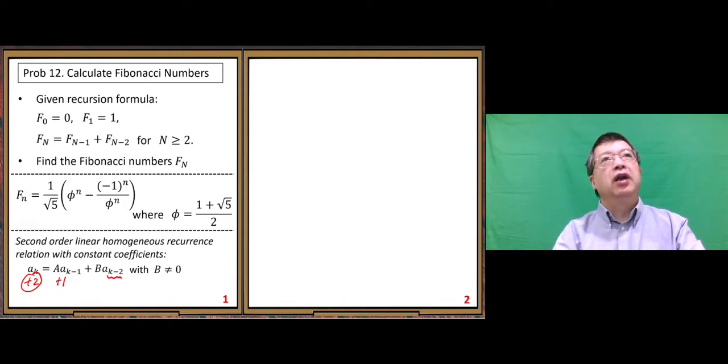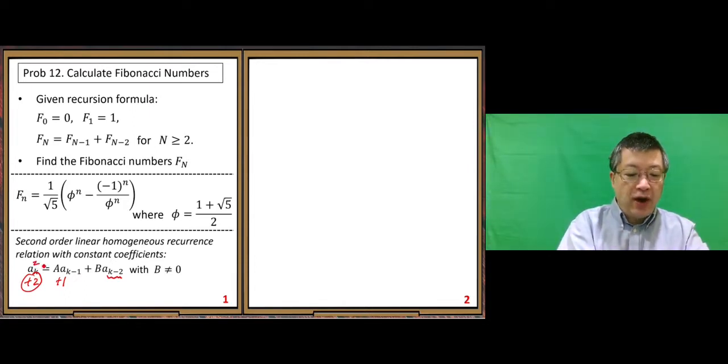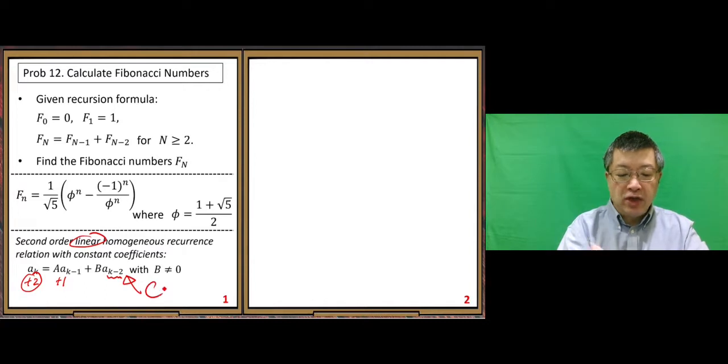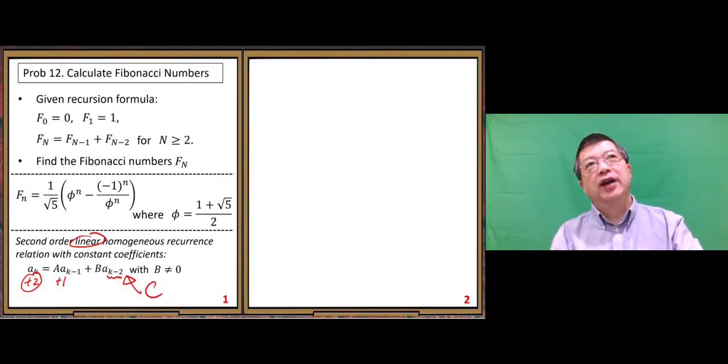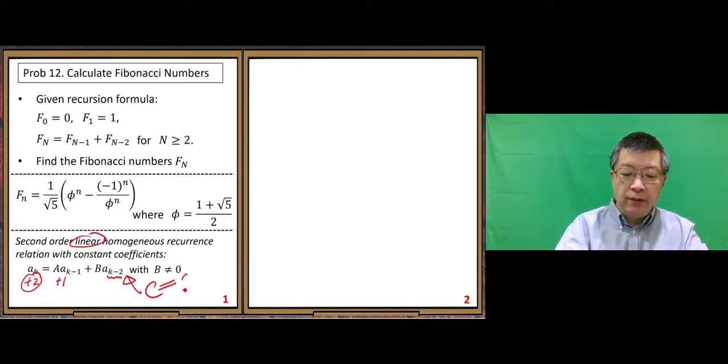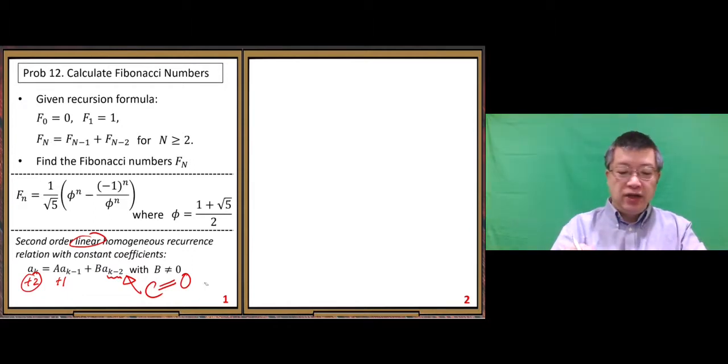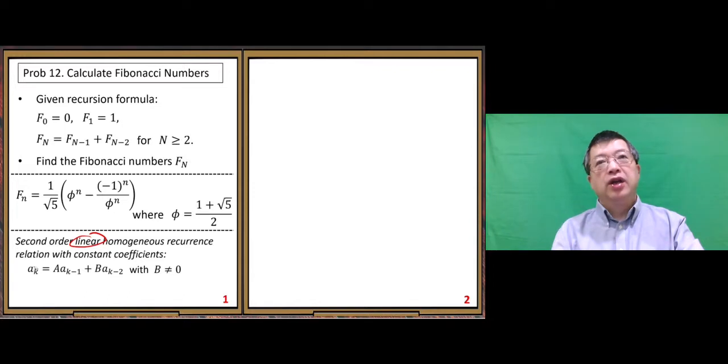So first, second order, linear. So it is linear, there is no square, right? There is no square, cube. All the unknown sequence numbers, the exponent is 1. So that's why it is linear. Homogeneous. Why homogeneous? Because there is no constant term. If you have a constant term C, it is not homogeneous. If the constant term C equals 0, then we call it homogeneous. Usually homogeneous equations are much easier to solve.